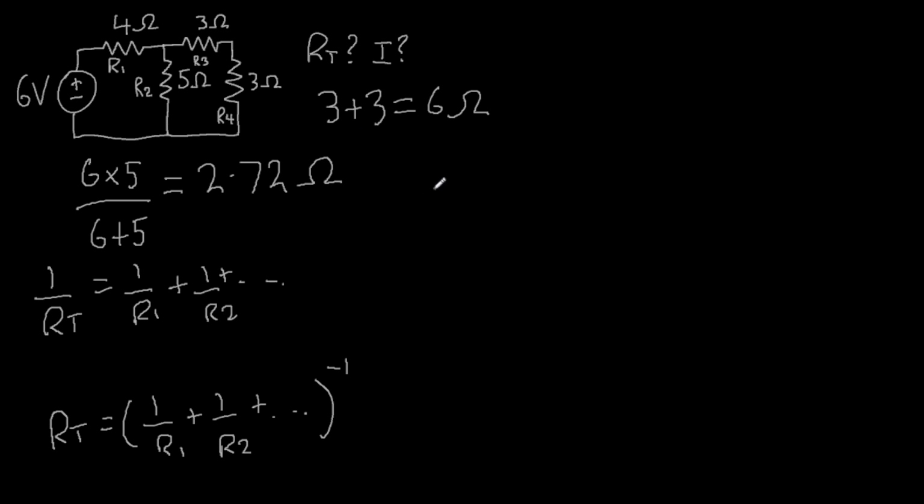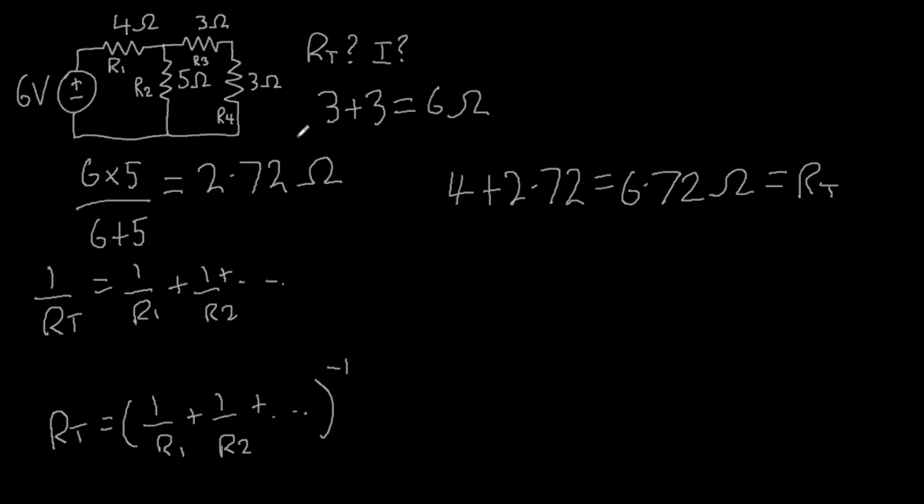Anyway, now we have the equivalent resistance here. It's now in series with the 4 ohm resistor R1. So let's solve it. It's just another case of addition. 4 plus 2.72 is 6.72 ohms, which is your RT, the total resistance of the circuit.